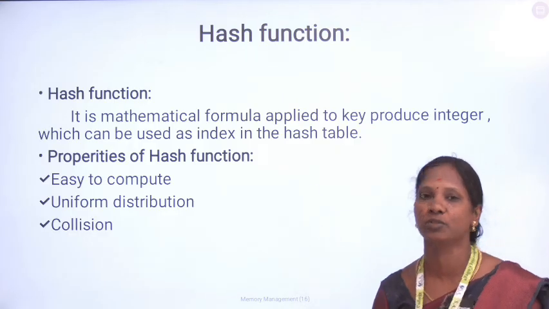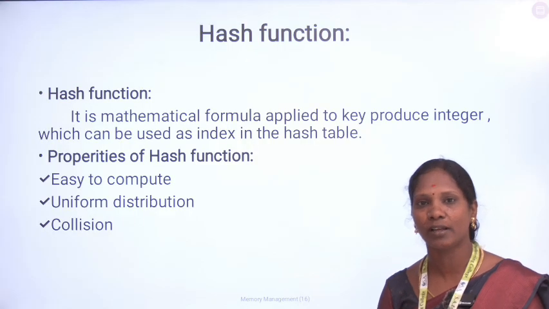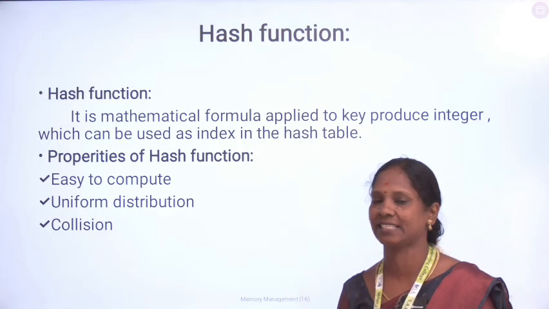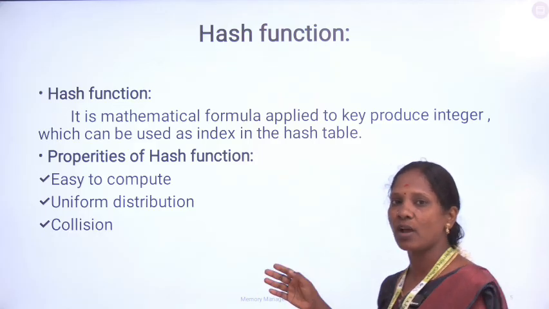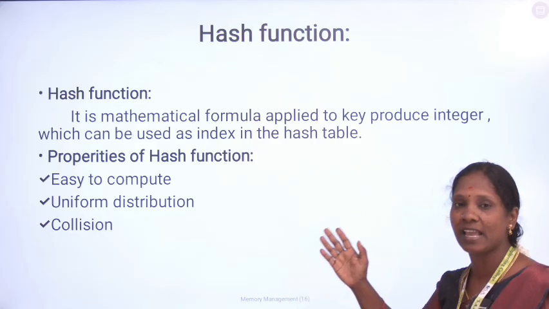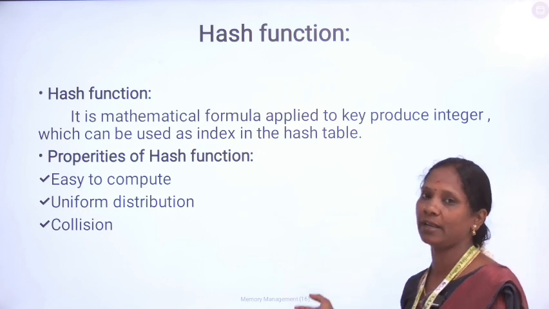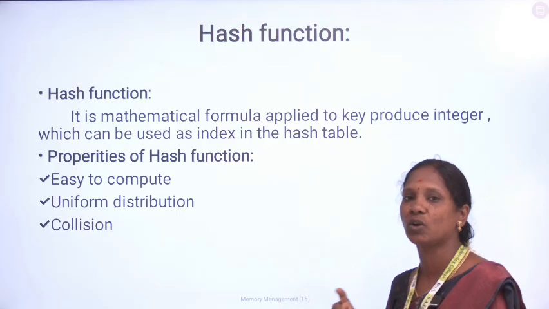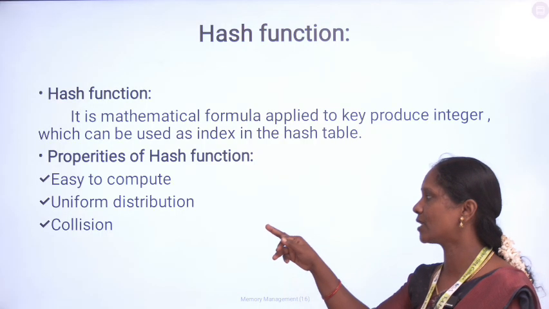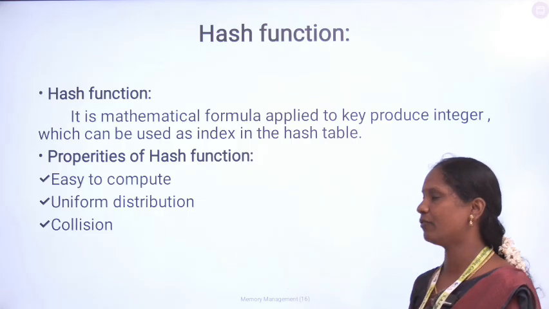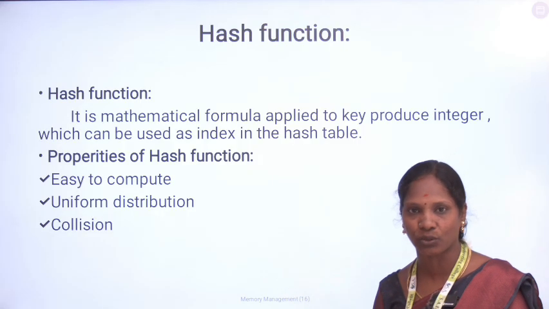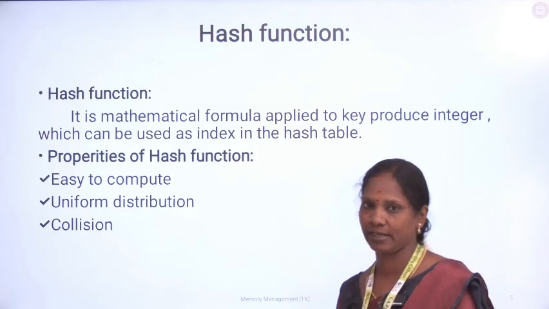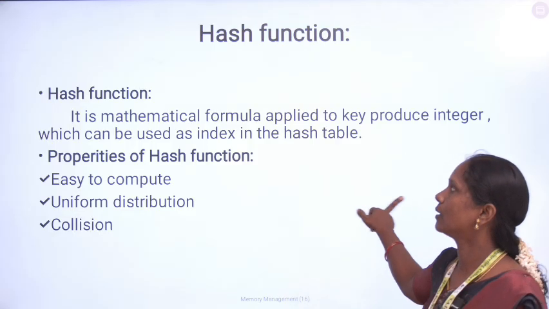Next, uniform distribution, because each and every data should be stored in an array size. An array is a collection of similar data types in an array size, and the array size we can also declare based on index value. So that's why it is a uniform distribution. And finally, the collision. If any collision occurs, we can rectify those collisions.